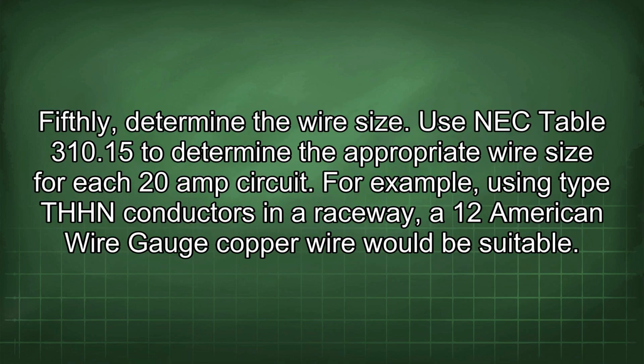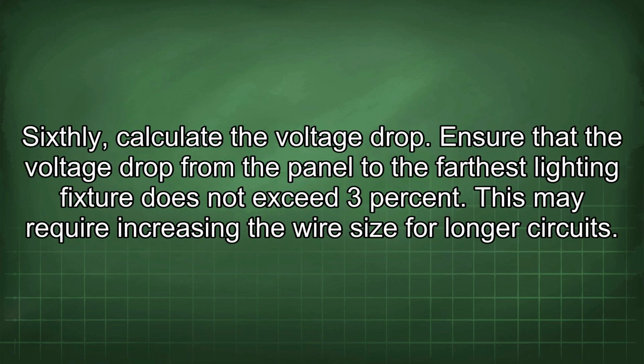Fifthly, determine the wire size. Use NEC table 310.15 to determine the appropriate wire size for each 20 amp circuit. For example, using type THHN conductors in a raceway, a 12 American wire gauge copper wire would be suitable. Sixthly, calculate the voltage drop.